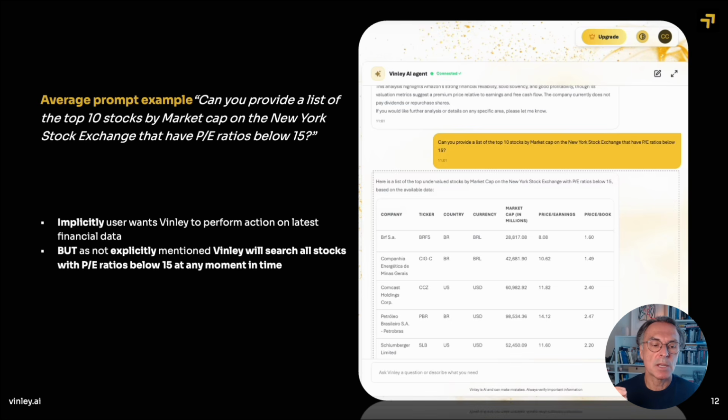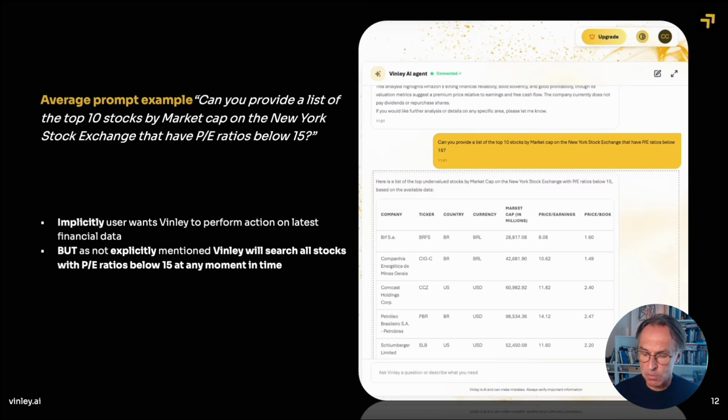What is implicit is that I'm not mentioning the time element around this. Because here the model may understand that I'm asking for the latest, the most recent top 10 stocks by market cap with a PE below 15 on the New York Stock Exchange. But it could also be that the model would come up with the results of 2024, for example. Because I'm not explicitly mentioning this, there is a risk.